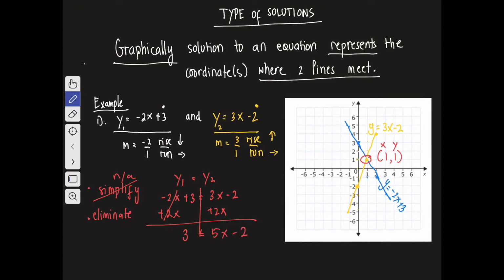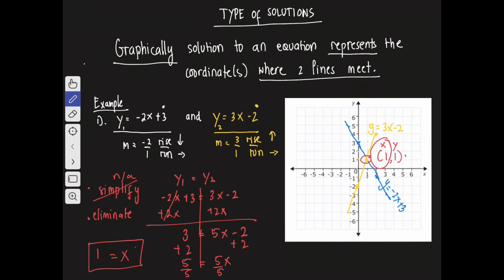And then we're going to eliminate negative 2, so plus 2 on both sides. 5x equals 5. Divide by 5 on both sides. X equals 5 over 5, which is 1. So the x is 1, which is exactly what we saw on the graph. X is 1. So how do we find the y equals 1?